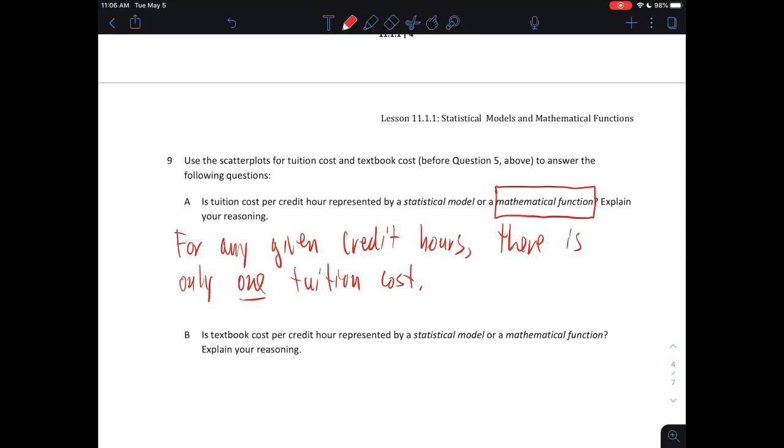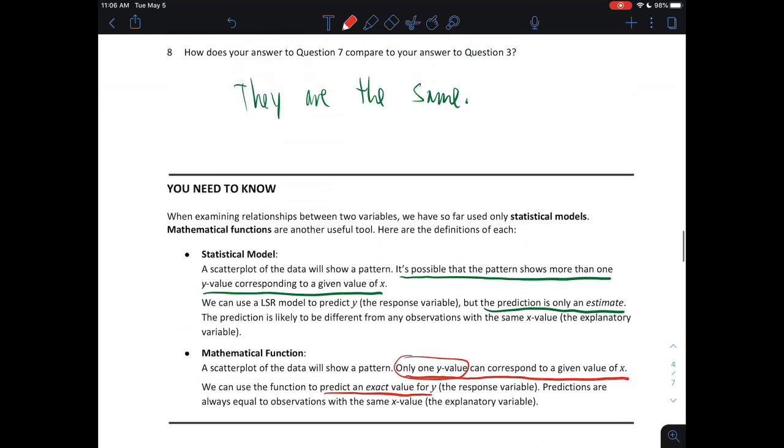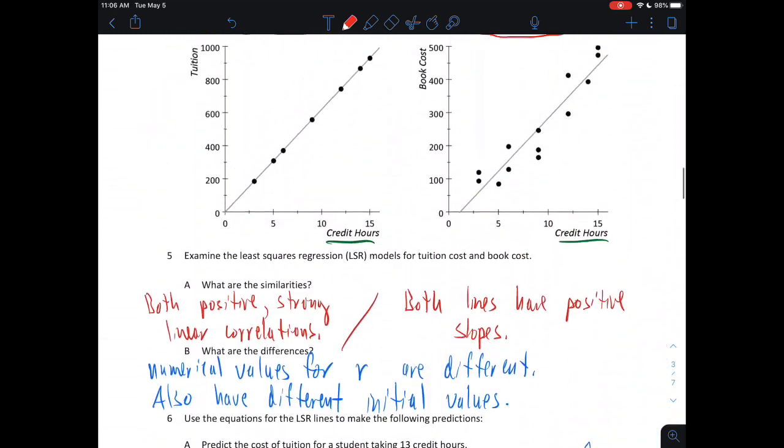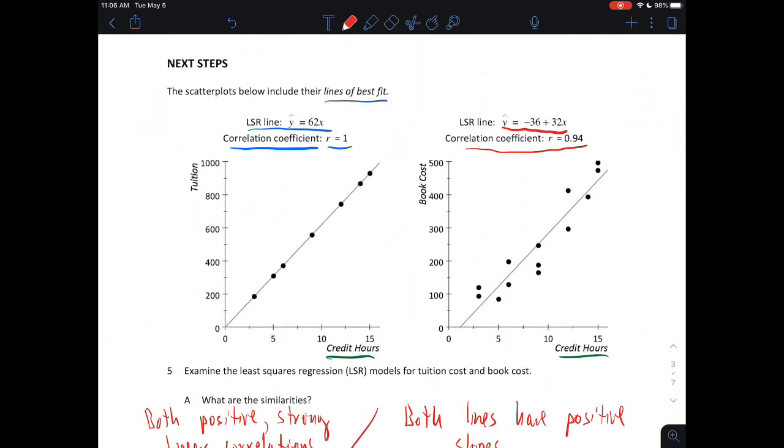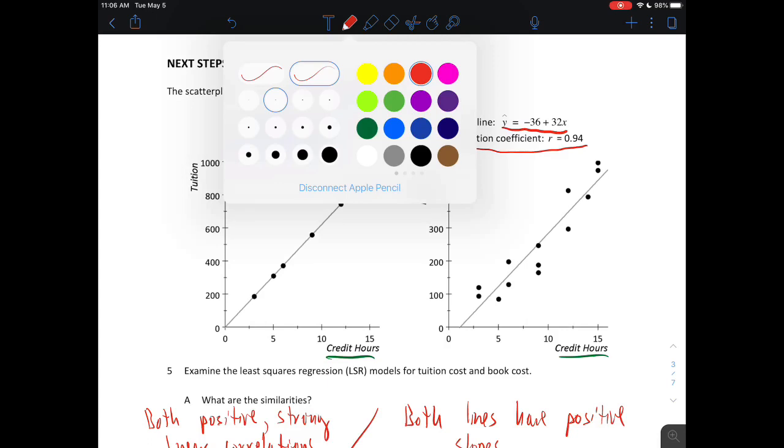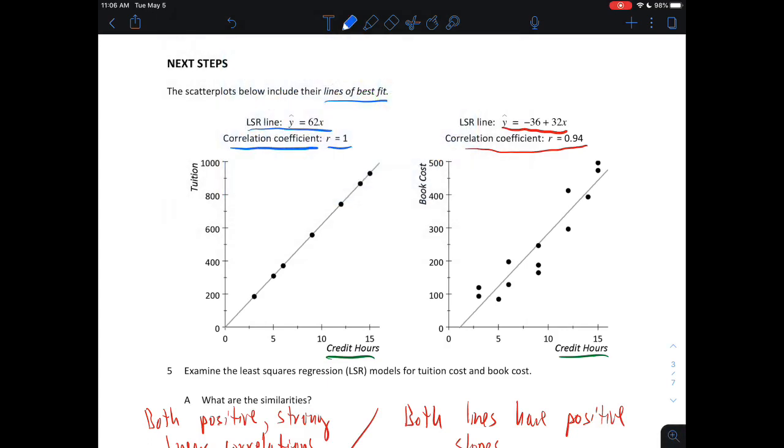But now let's look at part B. Is textbook cost per credit hour represented by a statistical model or a mathematical function? Explain your reasoning. So now if we go back up to the scatter plots, do we see different book costs for the same number of credit hours? The way that you can recognize this is, do you see some dots that are in a straight vertical line with each other? You do.